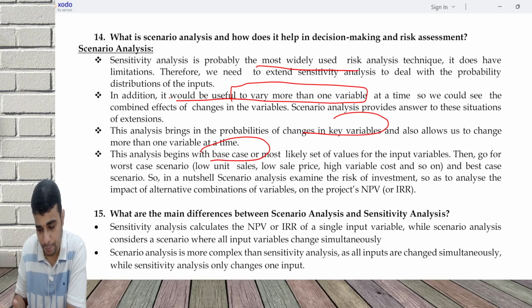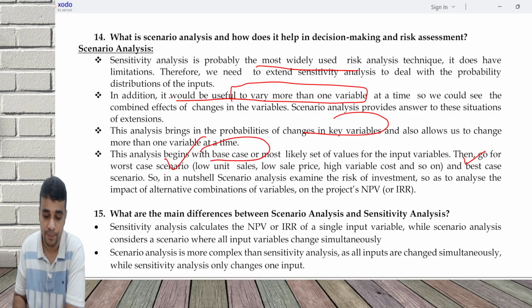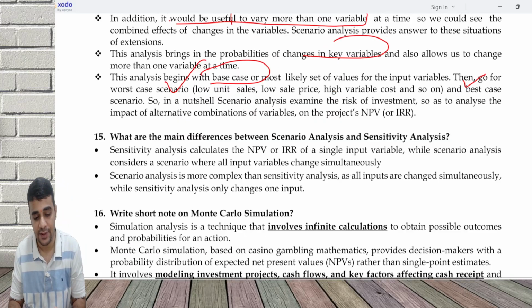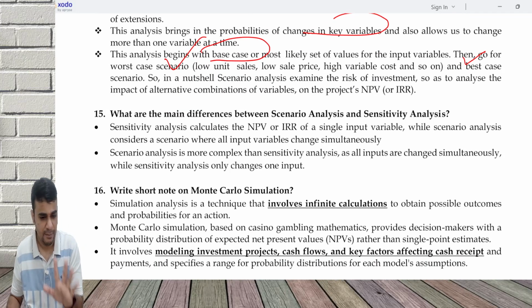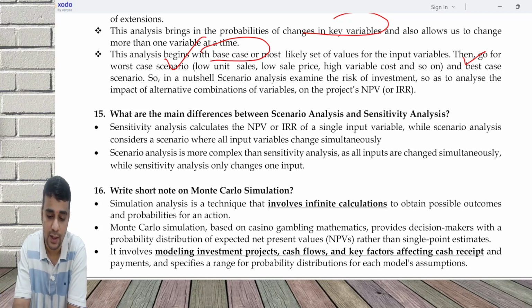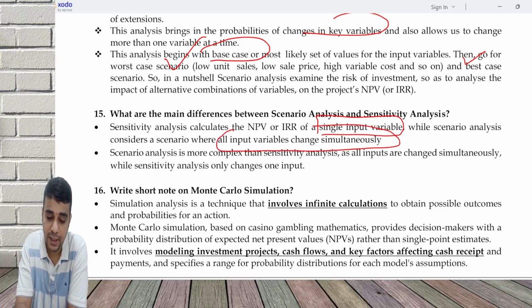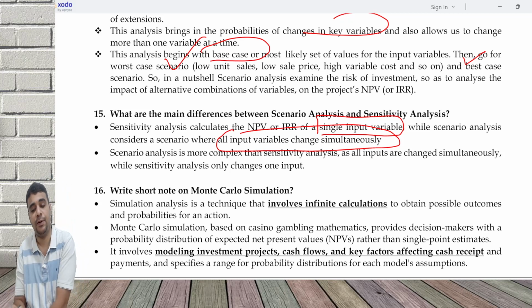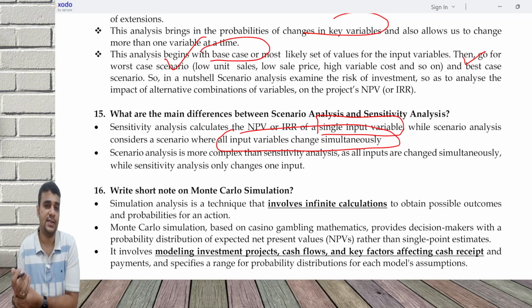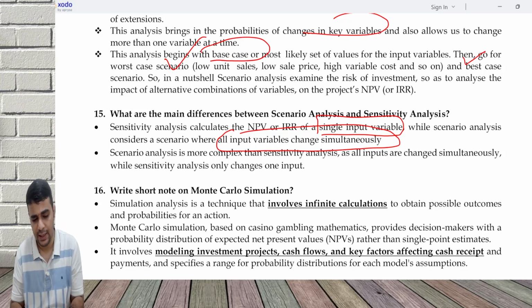You can try to bring in multiple changes, some positive, some negative, worst case scenario and best case scenario. The main difference between sensitivity and scenario analysis is very simple. Sensitivity analysis works on a single input variable. Scenario analysis works on multiple input variables. So technically, scenario analysis is more complex than sensitivity analysis.